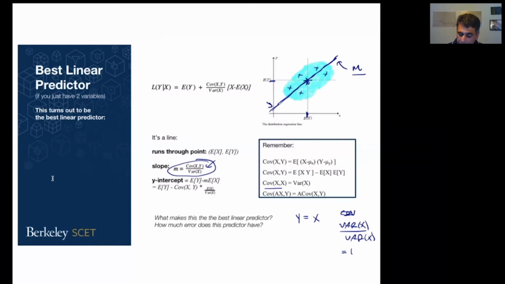Now what happens if we have another case, which is y equals 2x? Well, your covariance term is going to be the covariance of x comma 2x, and that's on top, since we're calculating the slope here, over the variance of x. But this top term is going to turn into 2 times the variance of x. You can just look at this formula and figure that out. And so what you're going to get is the value of 2.